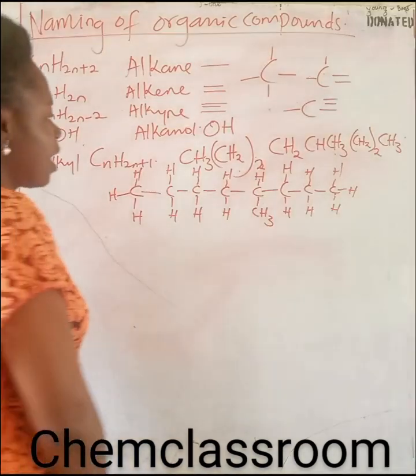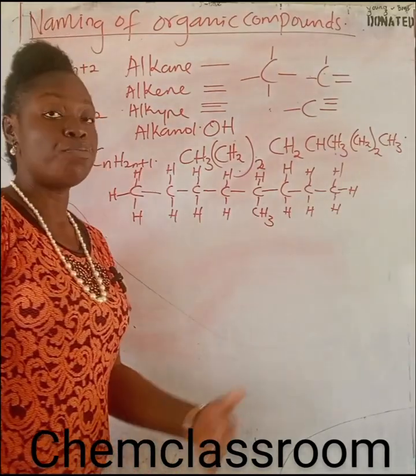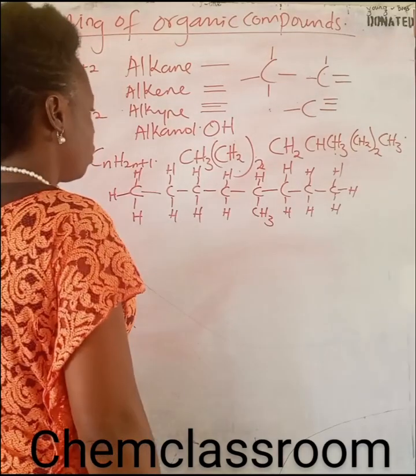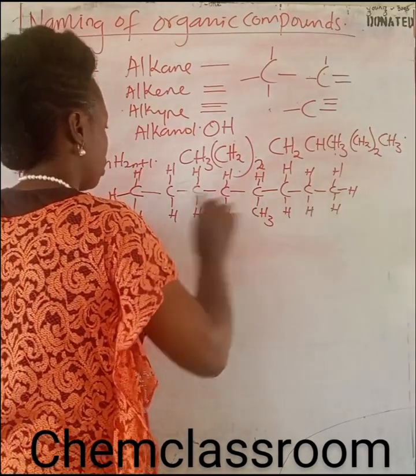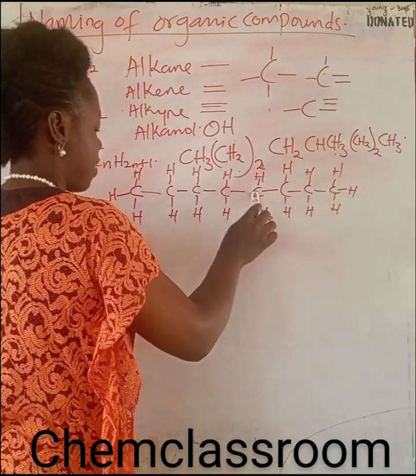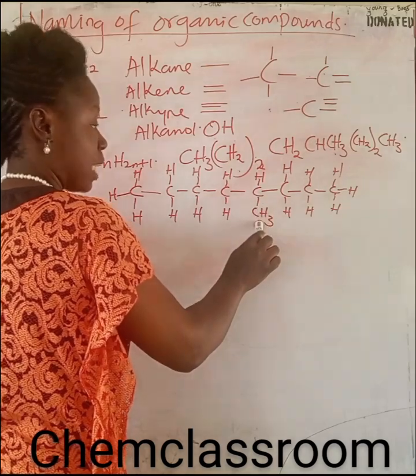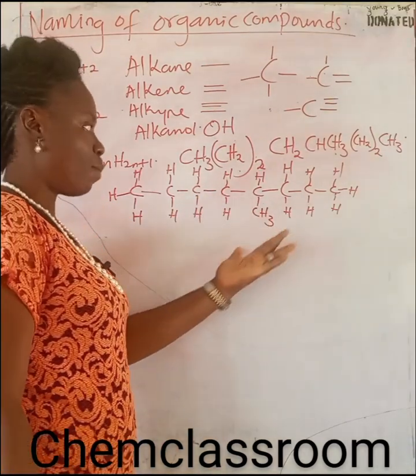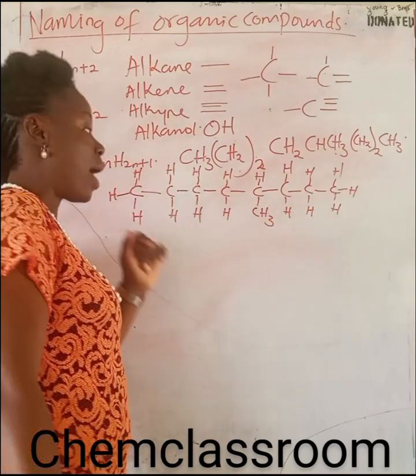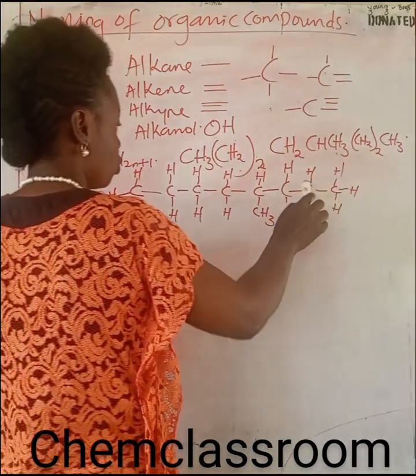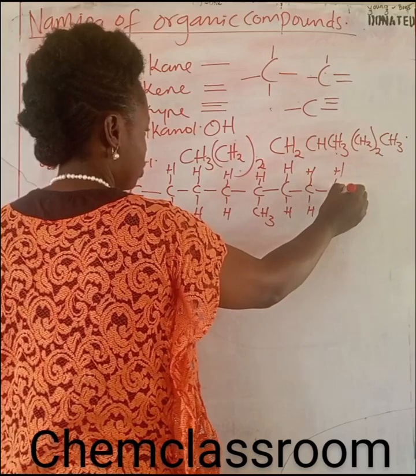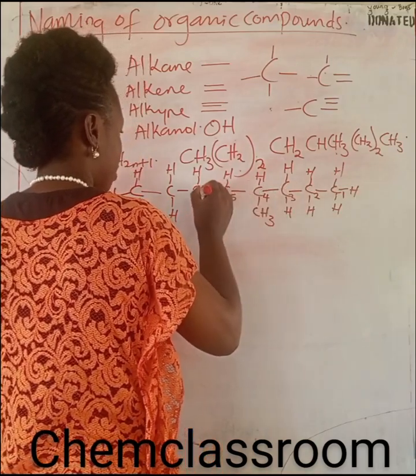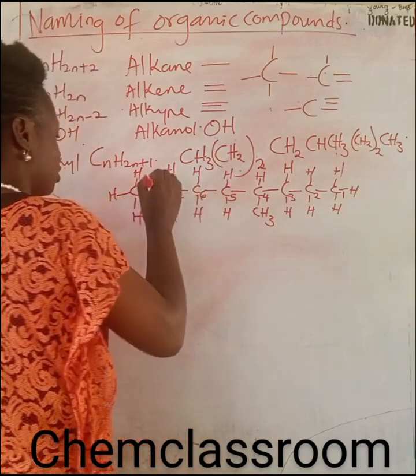Okay, so I will now do what we call the numbering. If I number this way, 1, 2, 3, 4, 5, that means my methyl will be on carbon 5, which is wrong. I have to number in such a way that I have a lower number. So let me do my numbering this way: 1, 2, 3, 4, 5, 6, 7, 8.